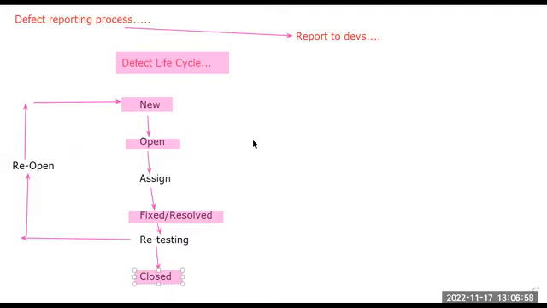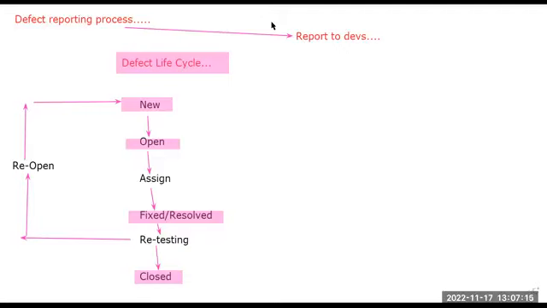So whenever we are testing the application, whenever we perform any testing like smoke, sanity, regression, or system, whatever testing you perform, you will identify a defect. As soon as we get a defect, that defect is nothing but a new defect.